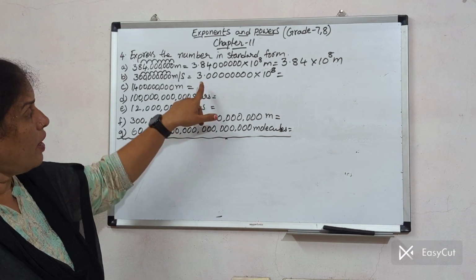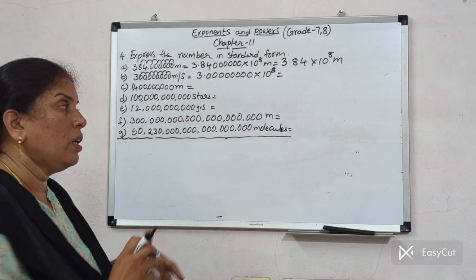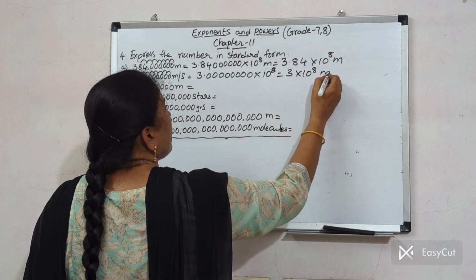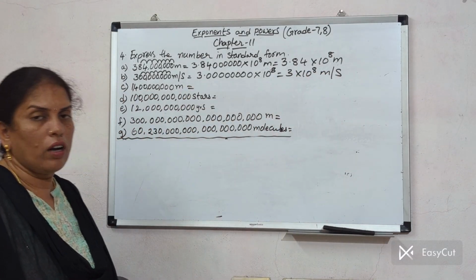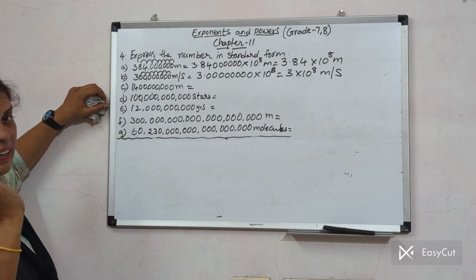Now, only I told you that decimal point after, zeros after, is no value. So write down this one as 3 into 10 to the power of 8 meters per second. All of you understood, ma? Next question. Now, directly I will write the answer.